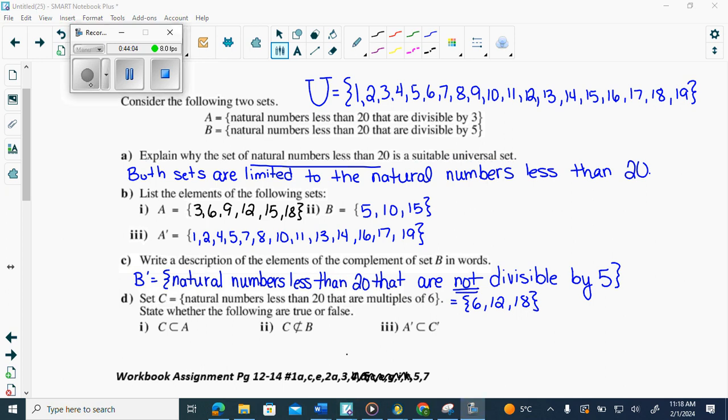So is C a subset of A? That means everything in C is in A. Well, let's look at C. C is 6, 12, and 18. Is that in A? 6 is in A. 12 is in A. 18 is in A. So is C a subset of A? True.